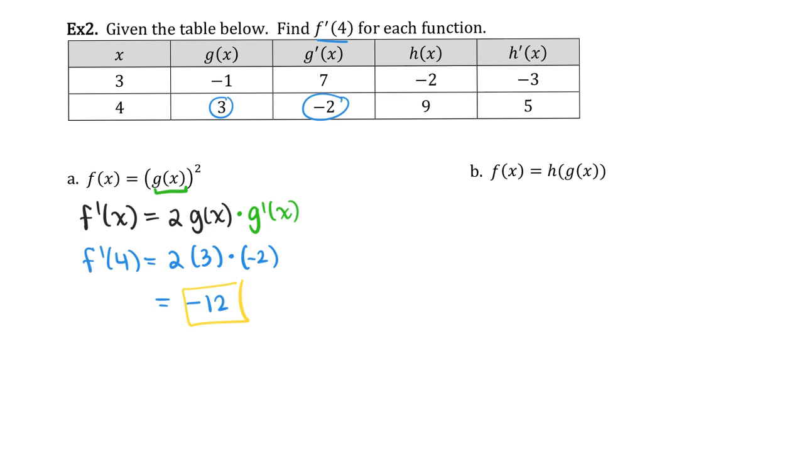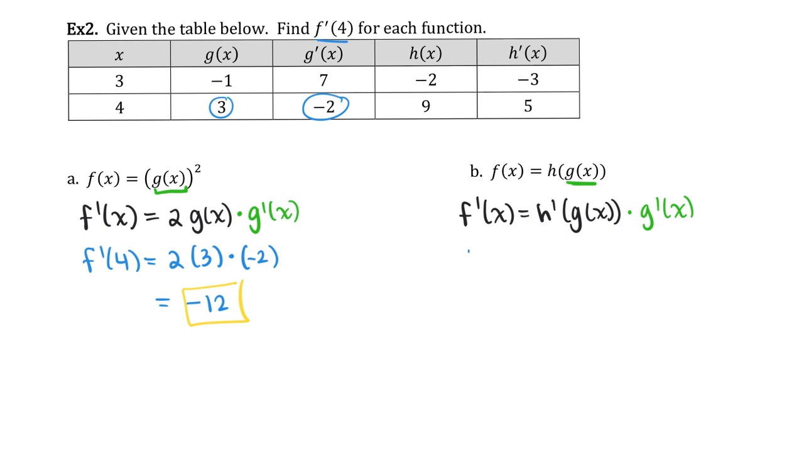Let's try the next one. B, f of x equals h of g of x. So this is h being applied to g. So g is my inner function. Let's do it in terms of f prime of x. So I'm going to do the derivative of h, h prime. Don't mess with the parentheses yet. Okay, chain. Since I'm doing h prime of g of x, I'm going to multiply by the derivative of g of x, which is g prime of x.